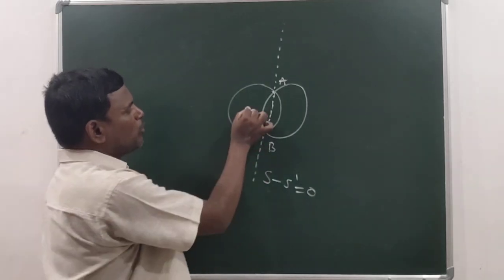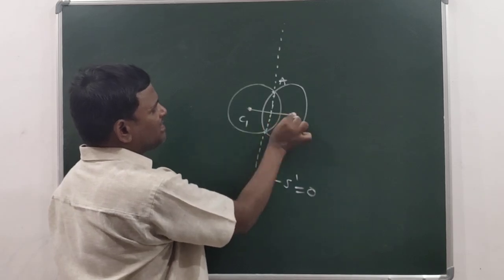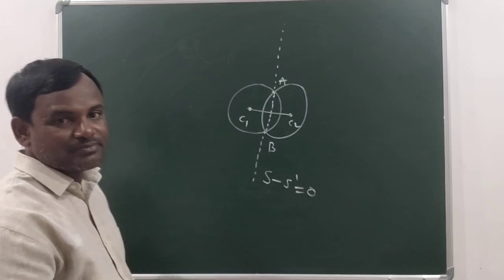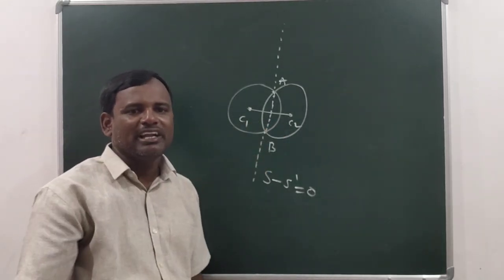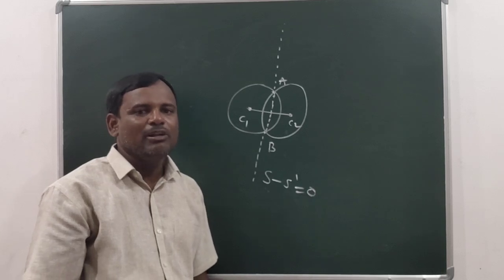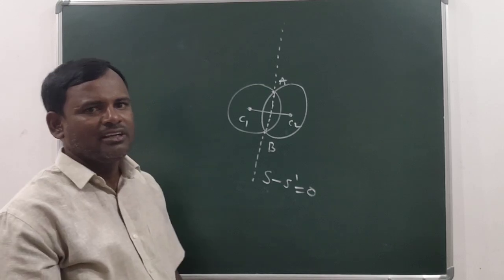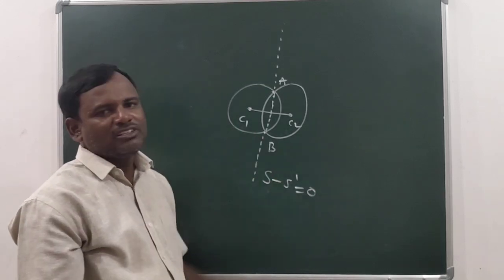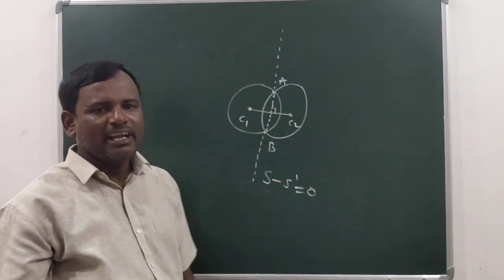And remember one more point, if you connect their centers, you will get a line segment, no? That line segment, this is C1C2, is formed by connecting their centers. That line will be perpendicular to the radical axis. This is a very, very important point. Remember it. Okay. So this C1C2 is perpendicular to the radical axis.